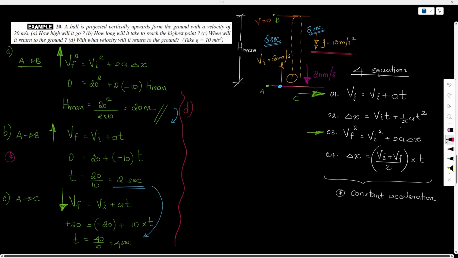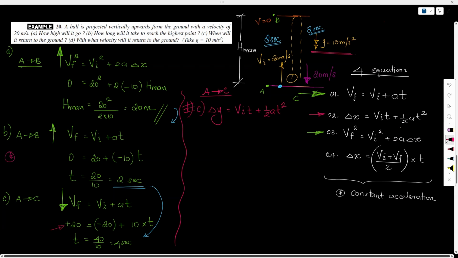And the final part, which is with what velocity will it return to the ground? We have used that as a known quantity, but if you do not know, let me do the C part without the 20. So I'm going to use the second equation, which is delta y. I'm going to use delta y because delta x is the generalized equation, but in this problem we are dealing in the vertical direction. So I'm going to use delta y equals initial velocity t plus half a t squared, from point A to point C.